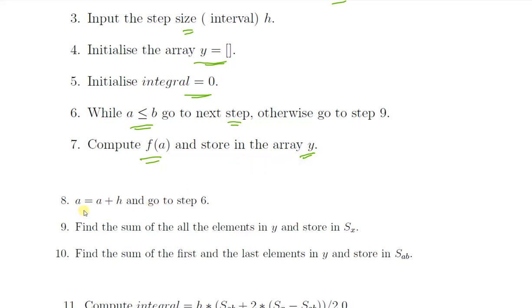Now a is equal to a plus h. Give an increment in the value of a. Again check whether a is less than or equal to b. If a is less than or equal to b, compute f of a again. So this time it will be f of a plus h. Again store it in the array y. This process continues until a is less than or equal to b. When a is greater than b, go to step 9.